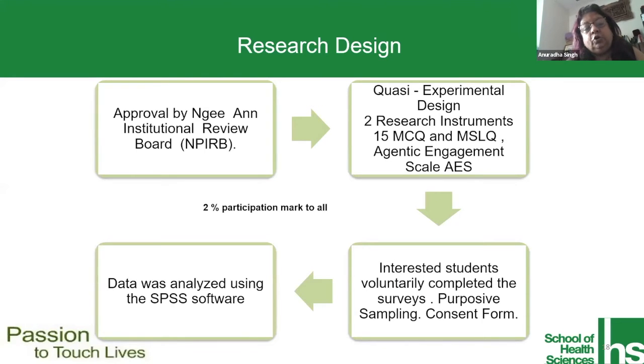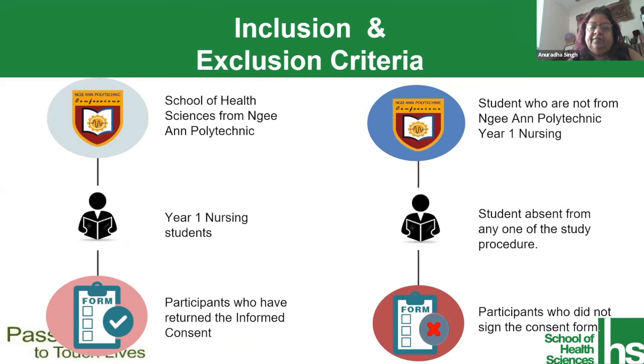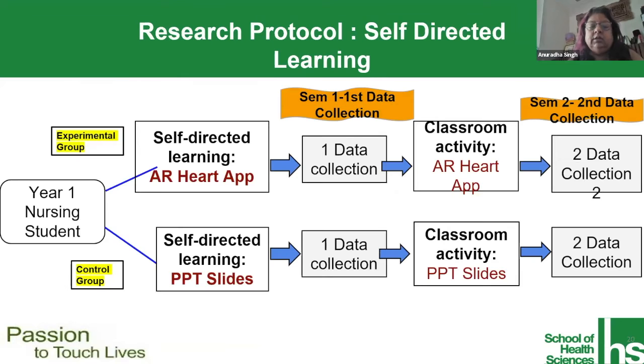So we had a protocol, and it had to be approved by an institutional review board. We had a quasi-experimental design, and we used 2 research instruments, a 15 MCQ test and an MSLQ, and also an agentic engagement scale. I'll come to it soon. Of course, there were inclusion and exclusion criteria. We had consent forms and all that. The protocol was followed.